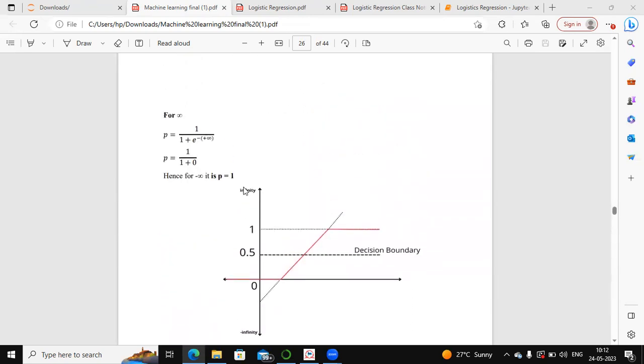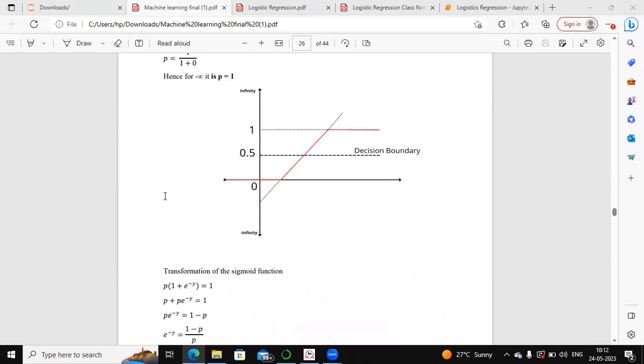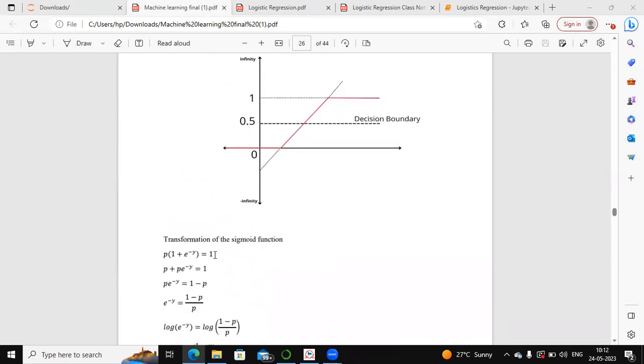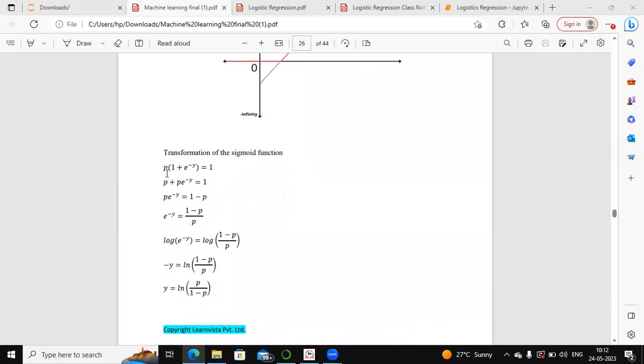Multiply the denominator with p, so you get 1 on the right, equal to 1. Equate it to find the value of y. We get p + p·e^(-y) = 1. Now take p to the right hand side, so p·e^(-y) = 1 - p. Then e^(-y) = (1 - p) / p. Apply the logarithmic function, which gives log e^(-y) = log((1 - p) / p).